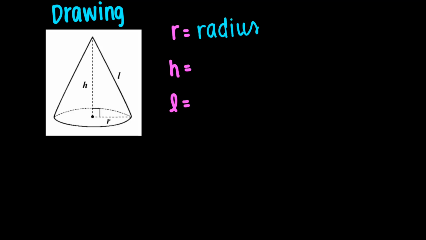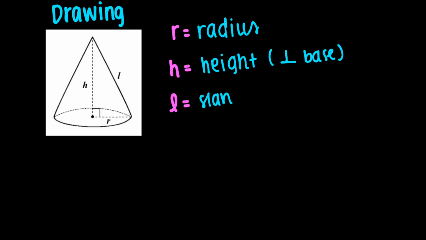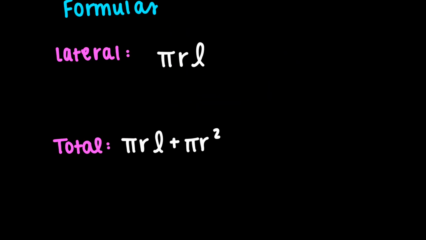On this one we do have H, and it's really important that you know that H is the height, but this one is perpendicular to the base. Because in cones as well, we also have L, which we dealt with in pyramids, which is your slant height. This one is not perpendicular to the base. It starts at the vertex and comes down and is actually on the edge of the base, the edge of that circle.